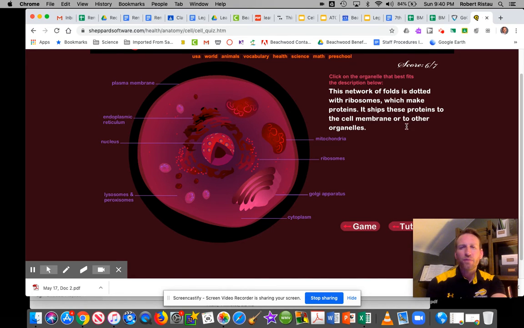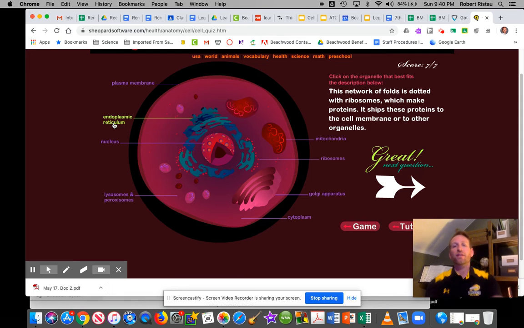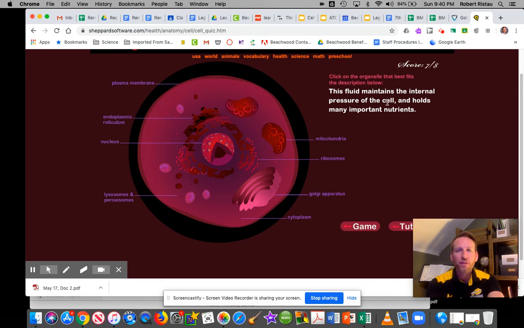Okay, dotted with network of folds, dotted with proteins. There we go. Finally got to the ER. And like I said, it looks like the Golgi body, but it's always right by the nucleus. That's how you know it's the ER, the folded membrane right by the nucleus.